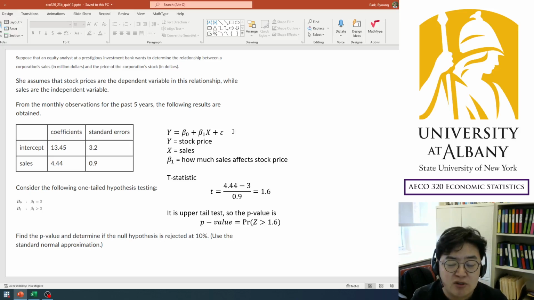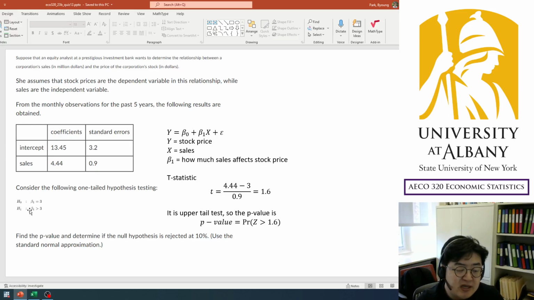So then our setup, again, the same linear regression model. Stock price is y, x is sales, and beta 1 is the effect of sales on stock price. In this model, we have hypotheses like this. We believe beta 1 is 3, but our estimate is 4.44. So the t-statistic is the standardized difference between your estimate and your belief: your estimate minus your belief, standardized by the standard error. So that is 1.6.